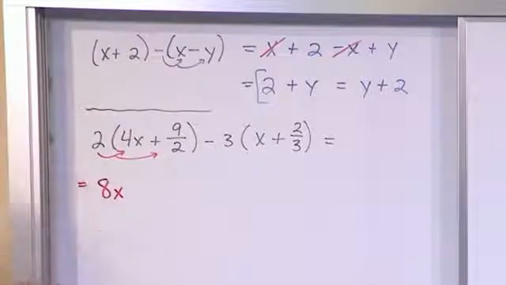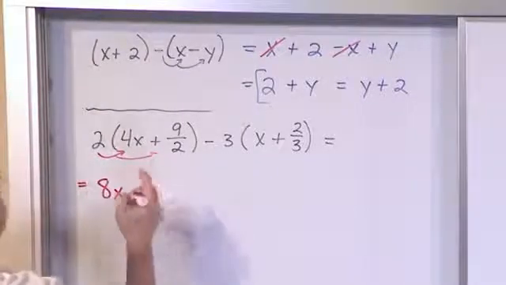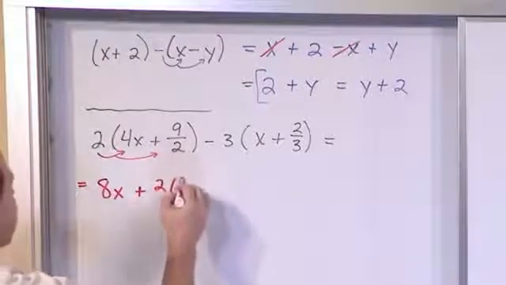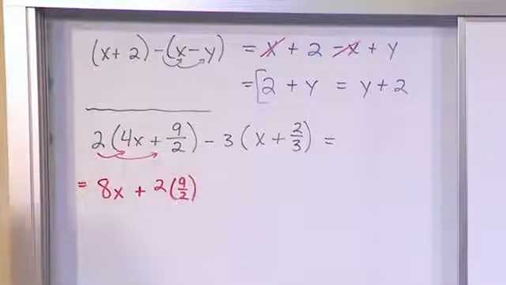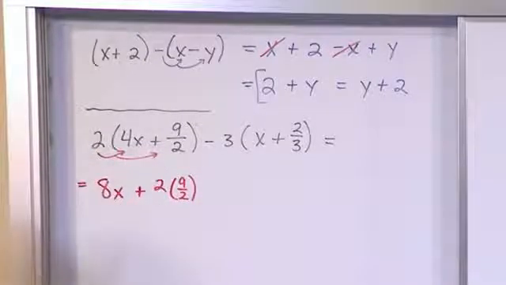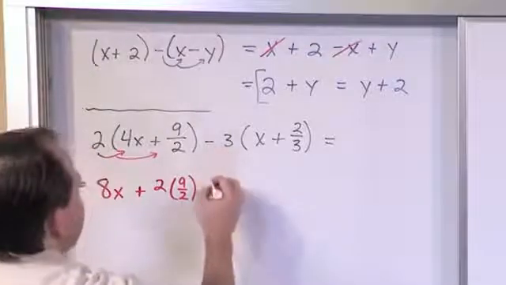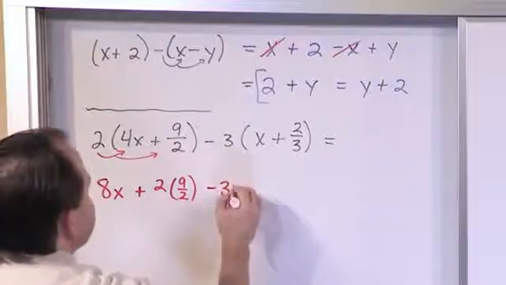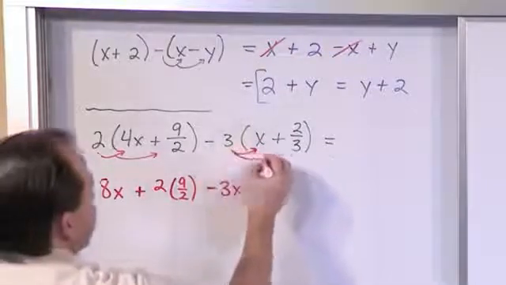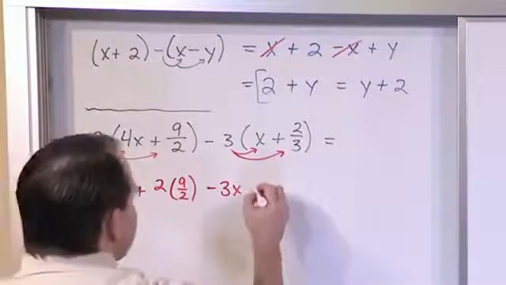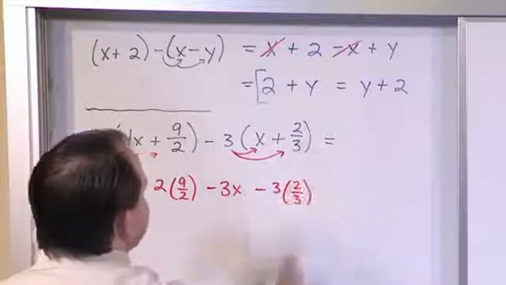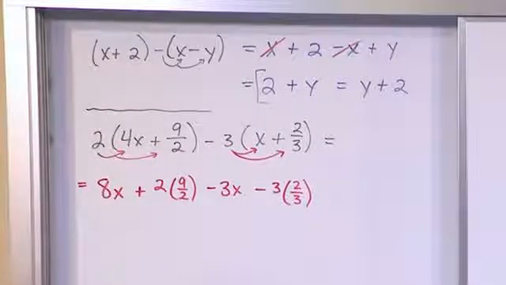So 8x, for instance. And then we'll have, now let me take this one step at a time, 2 times 9/2. And we'll just deal with the actual multiplication later, but you should understand that we're multiplying 2 times 9/2. All right, and then over here we have negative 3x, because we're multiplying negative 3 times x. And then over here, we're multiplying negative 3 times this guy. So we'll carry the negative sign, negative 3 times 2/3. So that's what we have for this part here.